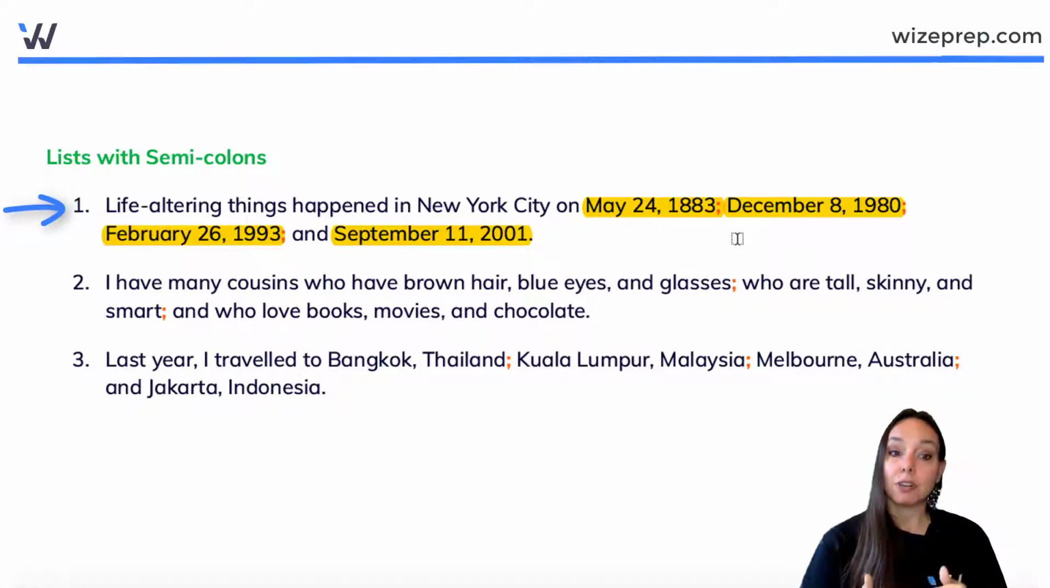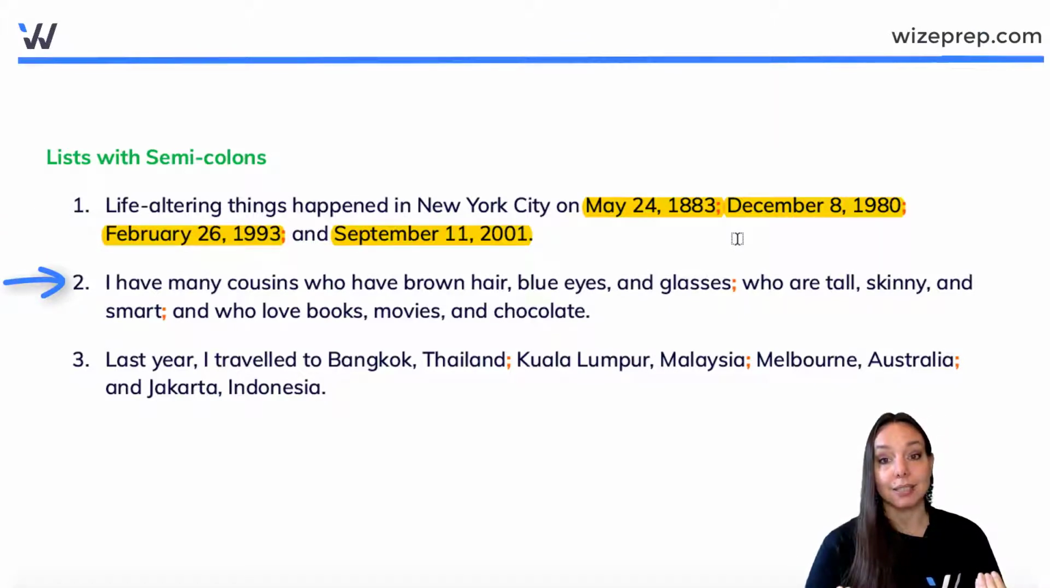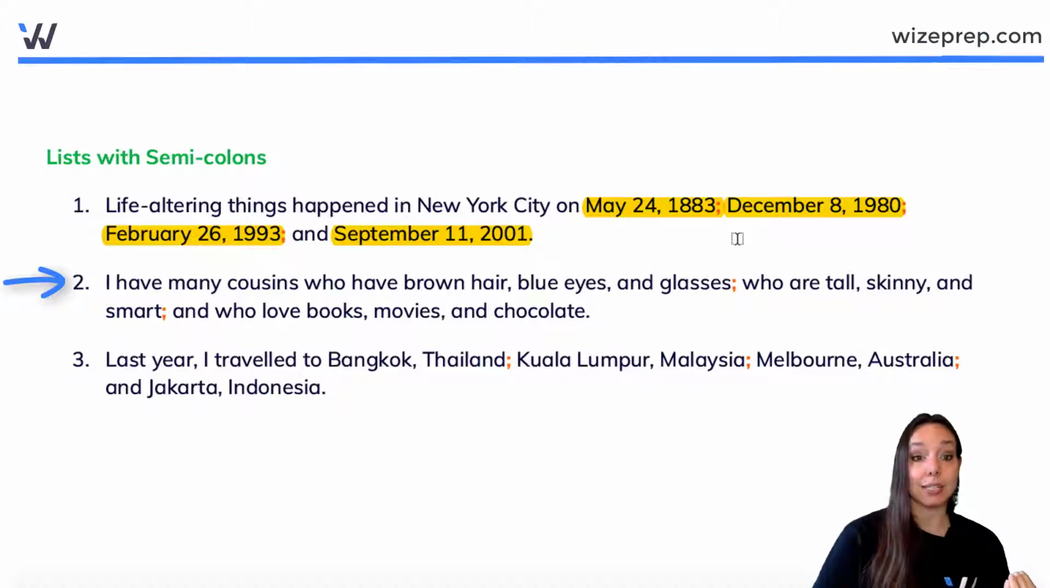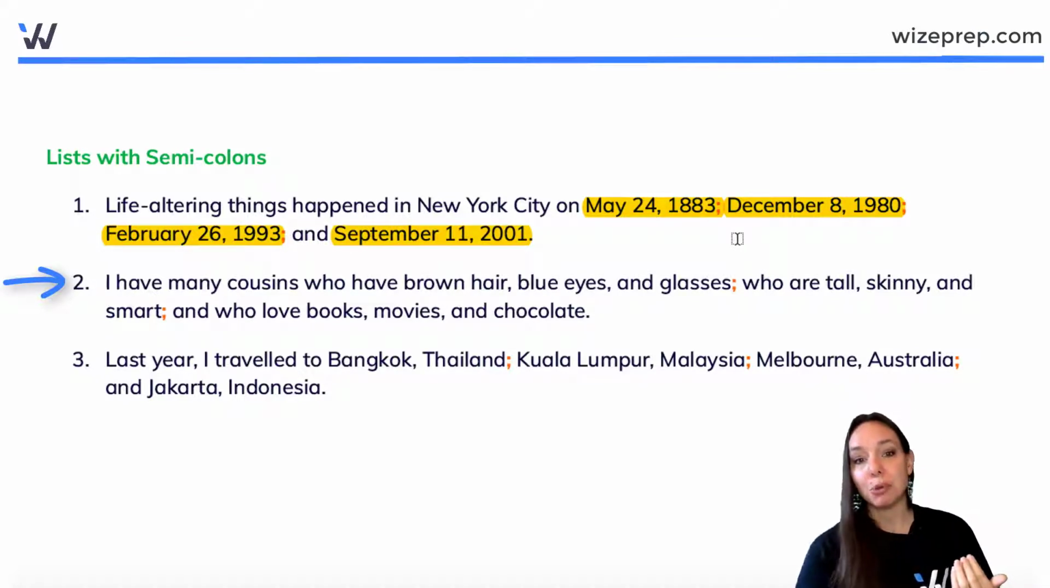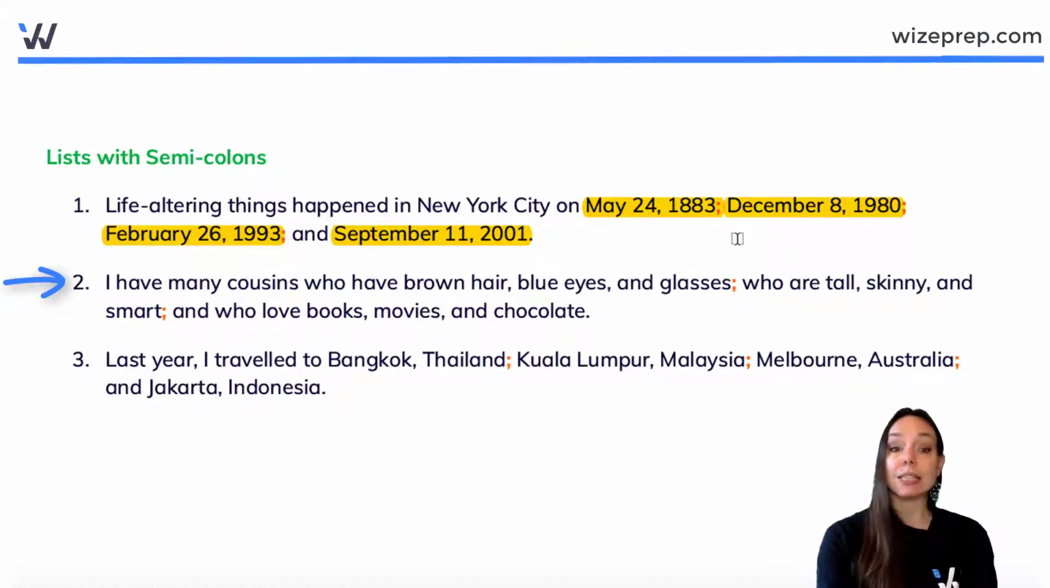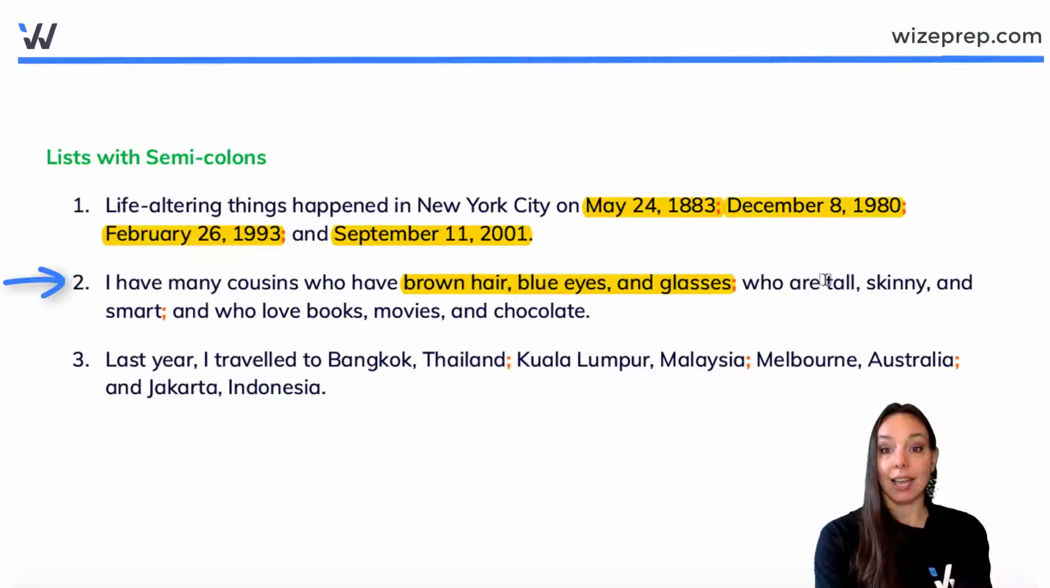Same thing for number 2. I have many cousins who have brown hair, blue eyes, and glasses; who are tall, skinny, and smart; and who love books, movies, and chocolate. So because in this case, we're talking about the cousins, and the cousins have a list, and then they have another list, and then they have another list.